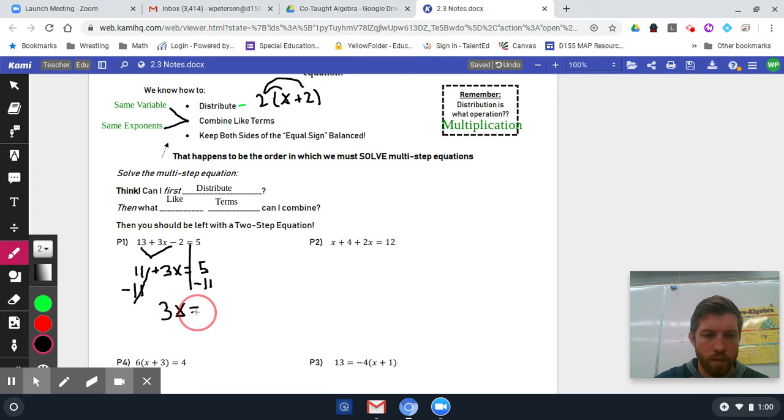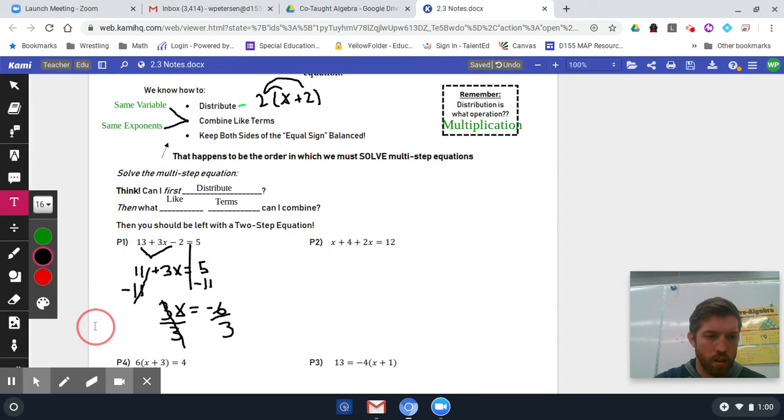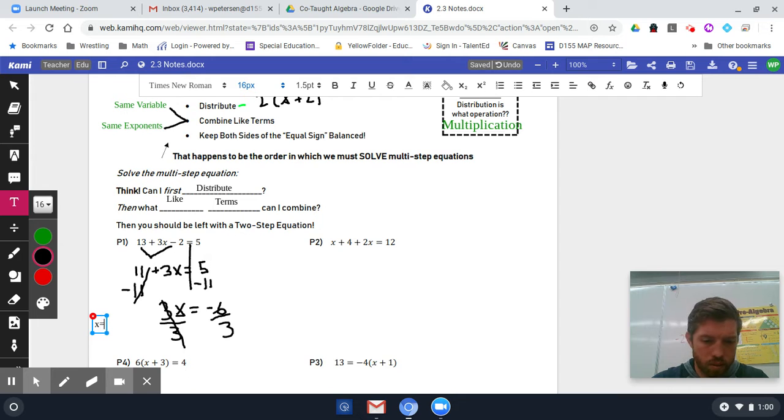And then 5 minus 11 is negative 6. Okay. Then we have our very last step, which is division. So we're going to go ahead and divide by 3 because that is the opposite of 3 times x. Divide by 3, we treat both sides equally. And we are left with x equals -2.